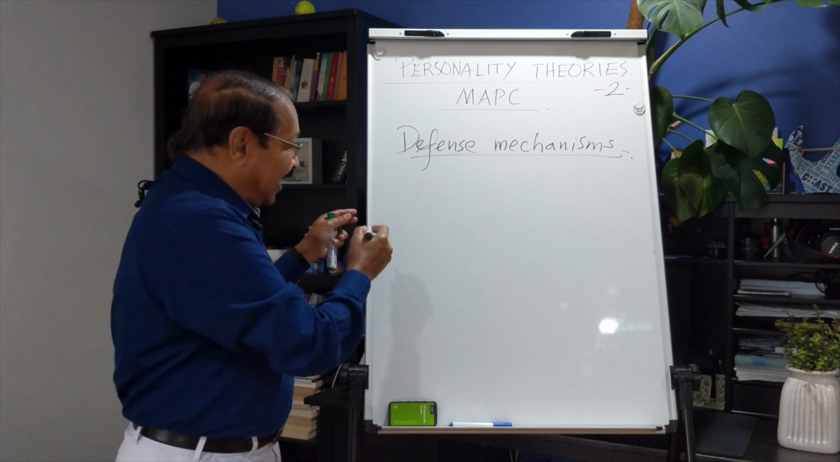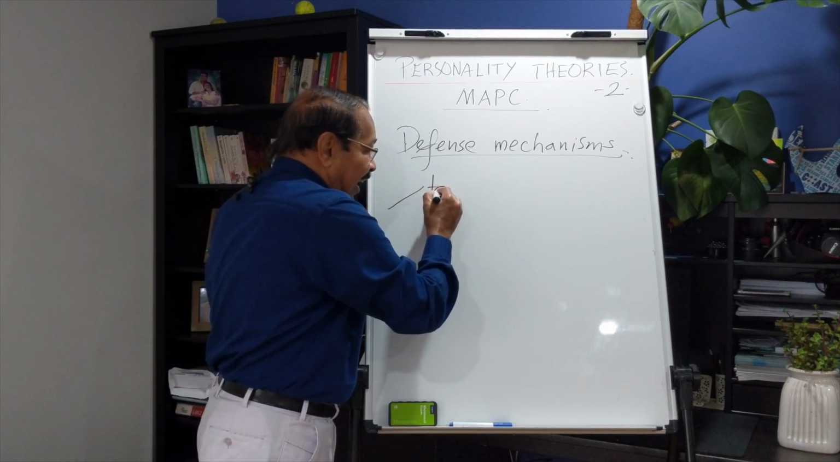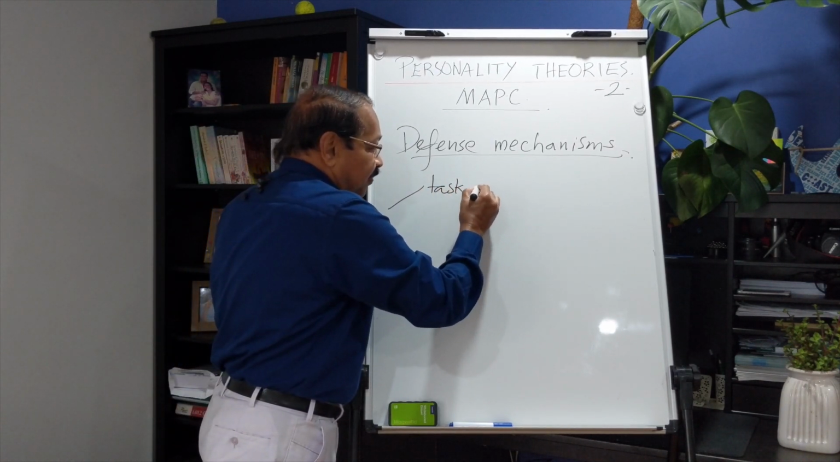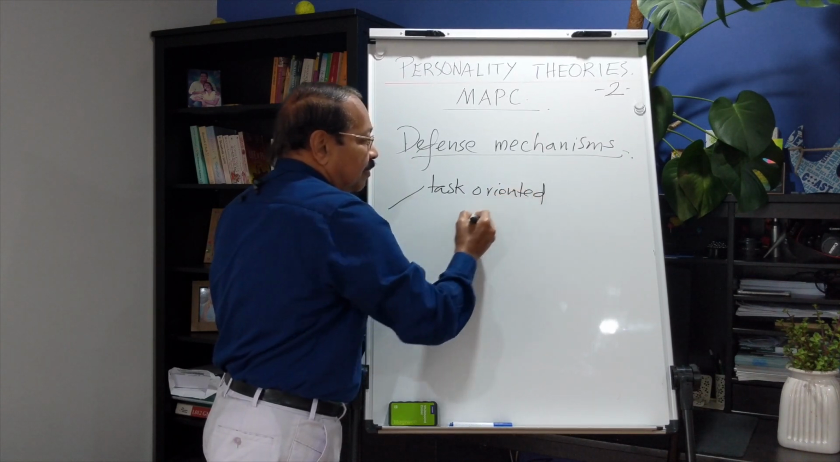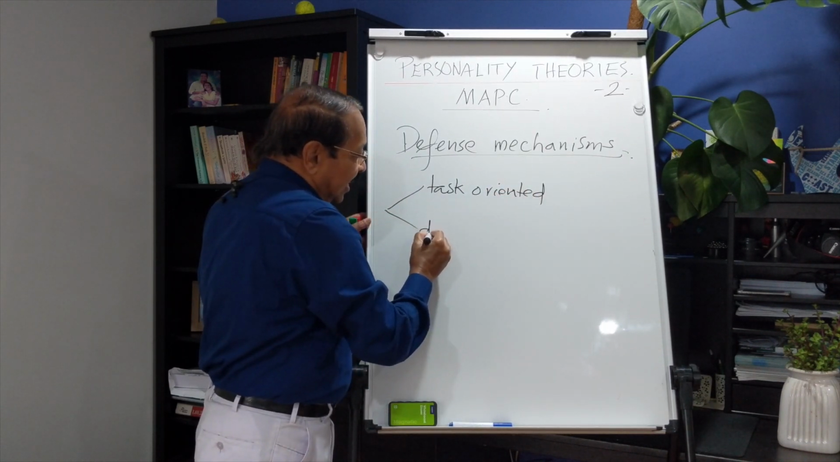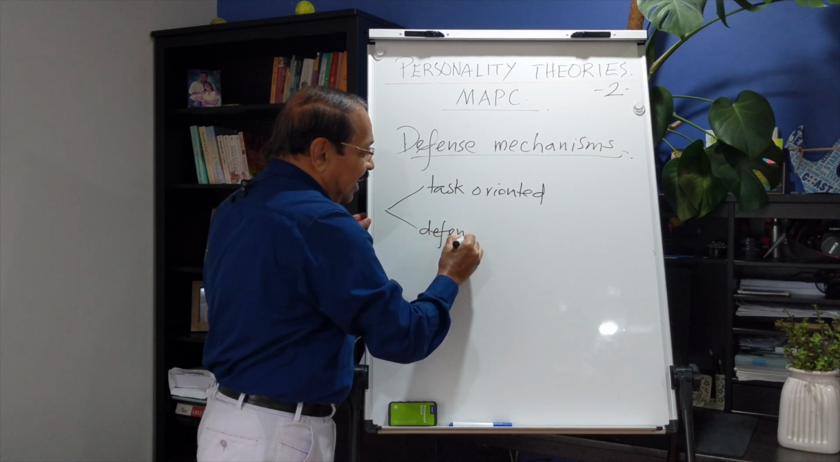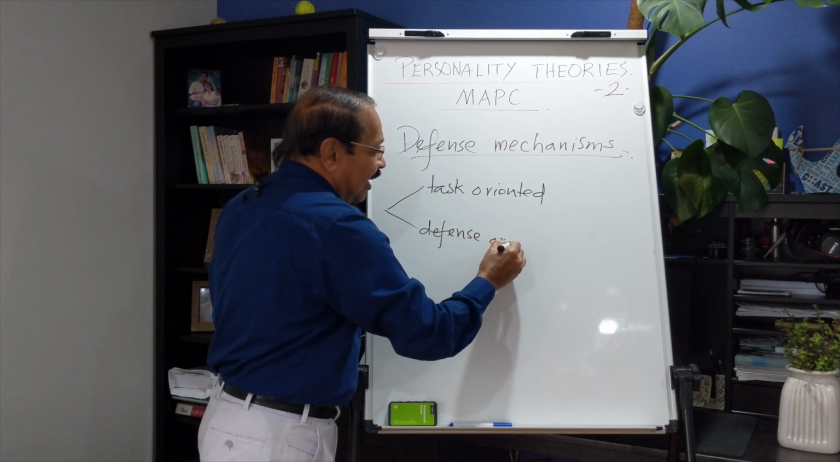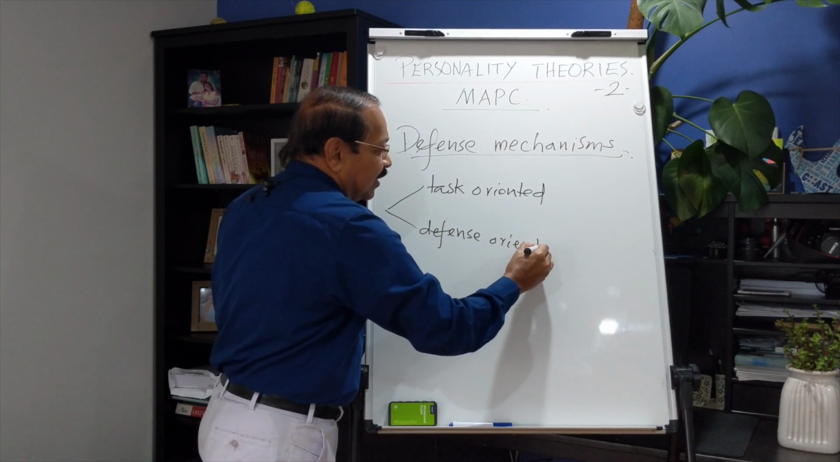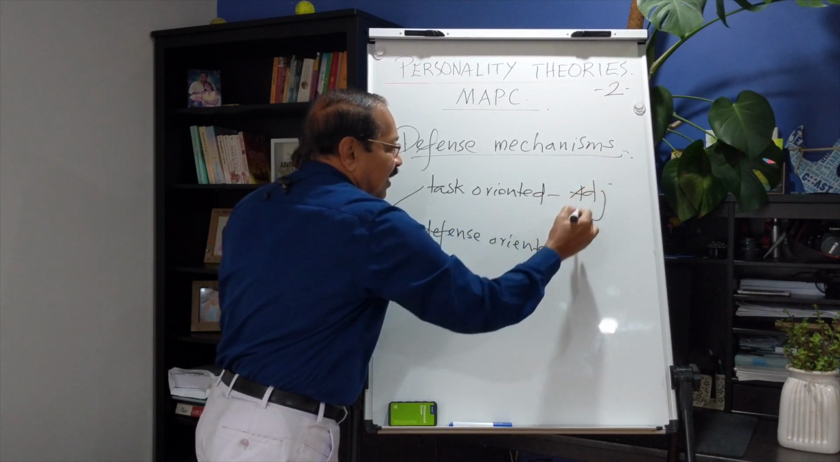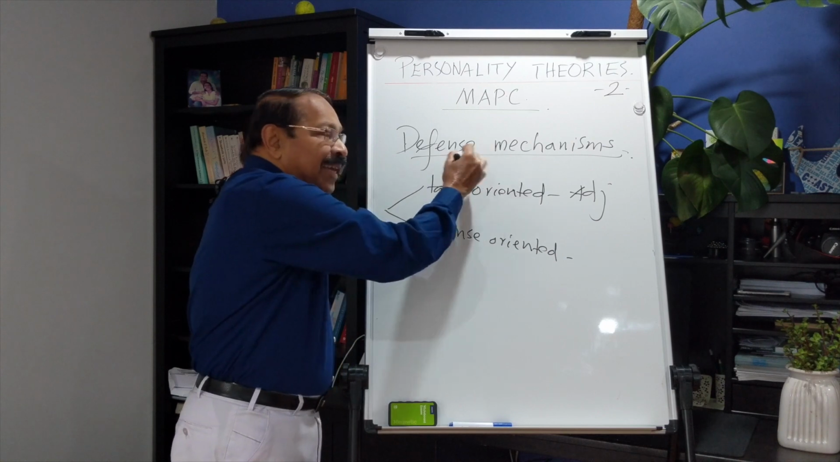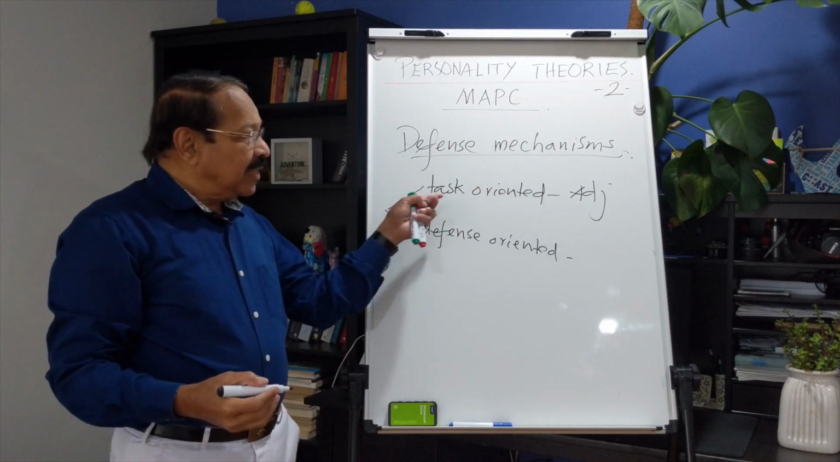One is the task-oriented defense. The other is defense-oriented adjustment. Okay? These are called adjustment mechanisms as well.